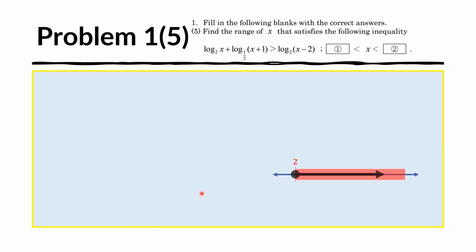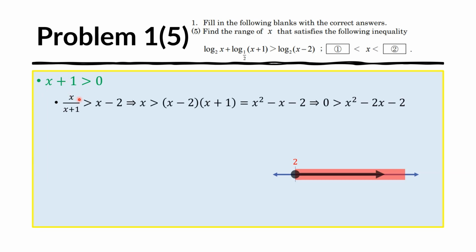Now we are convinced that the only possibility is that x plus 1 must be a positive number. And so if it's a positive number, then we can multiply this bit by x plus 1. So we multiply both sides by x plus 1, and the inequality symbol does not flip. So when we do that, here we are left with x, and on this side we get x minus 2 times x plus 1. And if we expand this, we get x squared minus x minus 2.